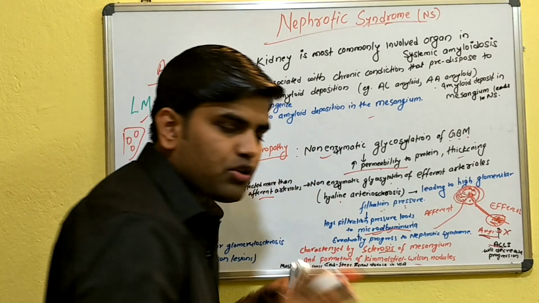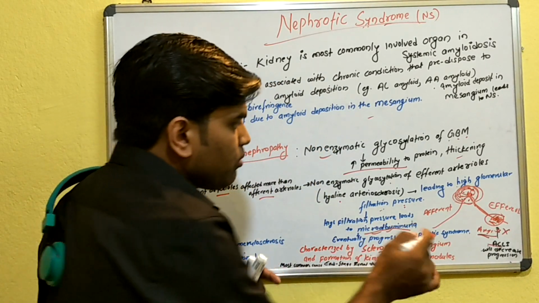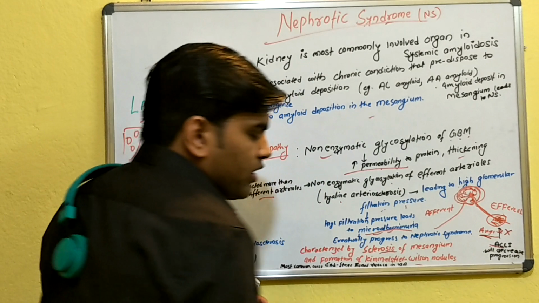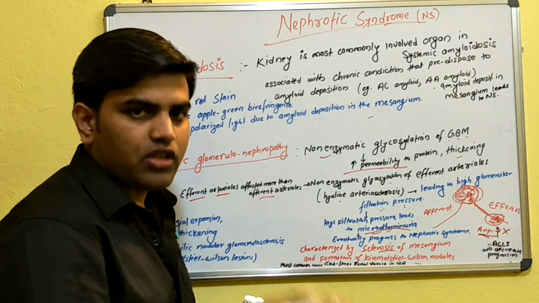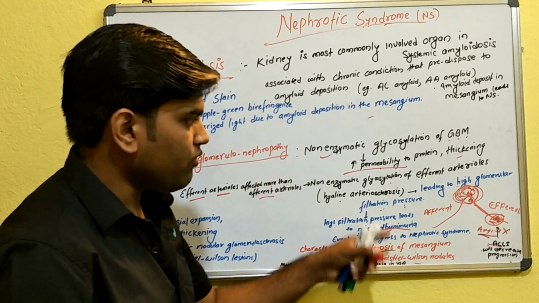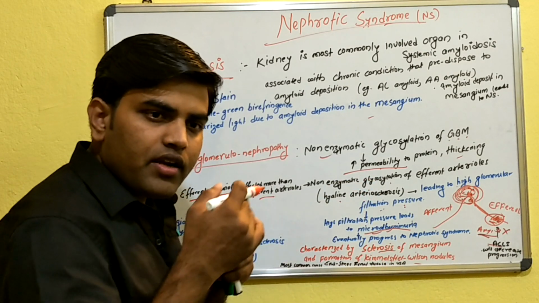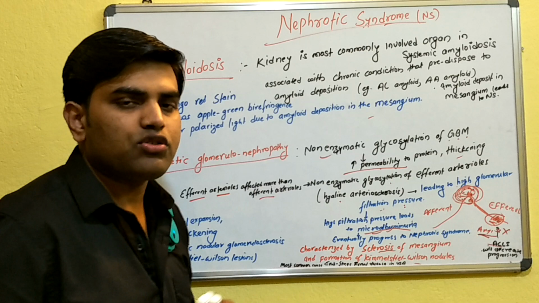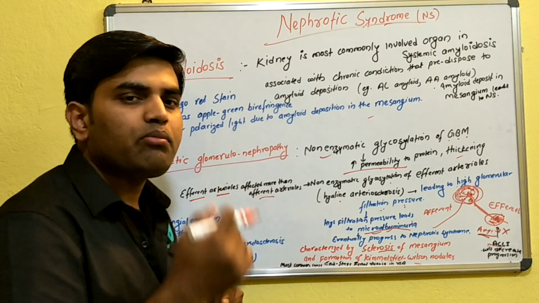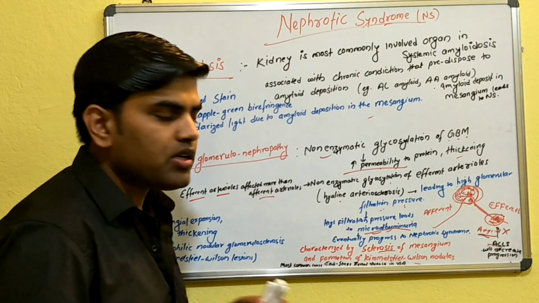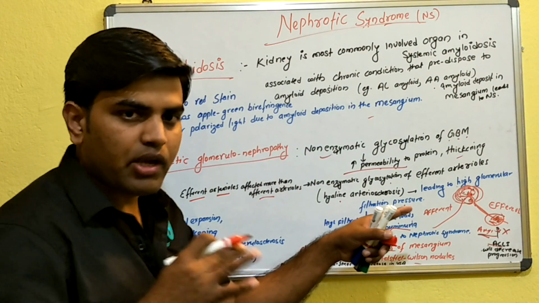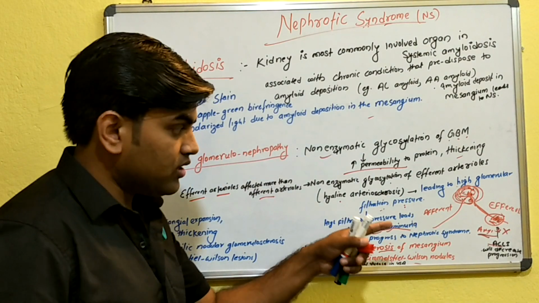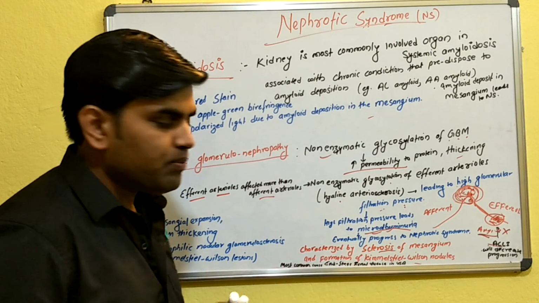vasoconstriction of your efferent arteriole will not be maintained, and this will do what? Delay the progress of glomerulosclerosis, sclerosis of your mesangium, or delay the damage that occurs to the glomerulus, and reduce the microalbuminuria. Even in a diabetic patient, an ACE inhibitor is usually given to prevent this nephropathy, this microalbuminuria. Okay, so that is a very important point from the clinical point of view.